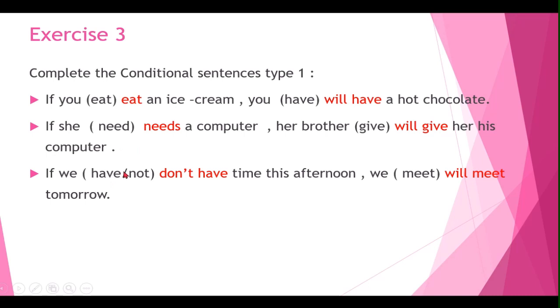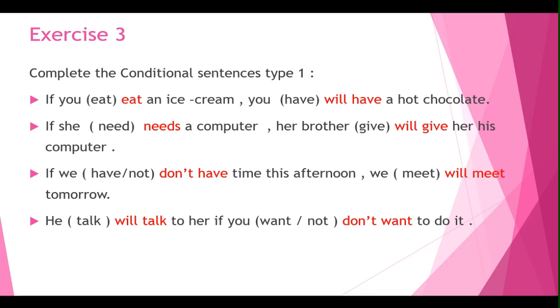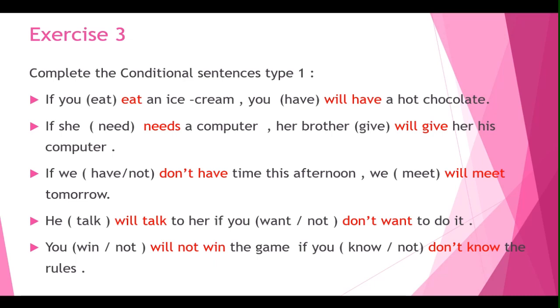Here we have the verb have, but in negative form. And remember, if we have to conjugate the verb in a simple present and in negative form, she, he, it doesn't, and the other pronouns don't. If we don't have time this afternoon, we will meet tomorrow. He will talk to her if you don't want to do it. You will not win, so you can put not like this or won't. You will not or you won't win the game if you don't know the rules.